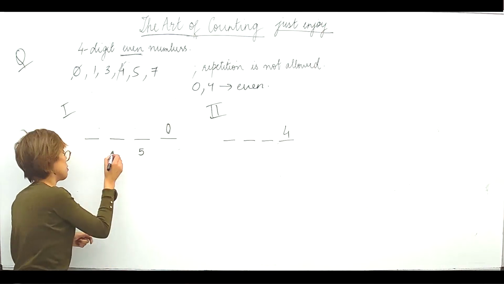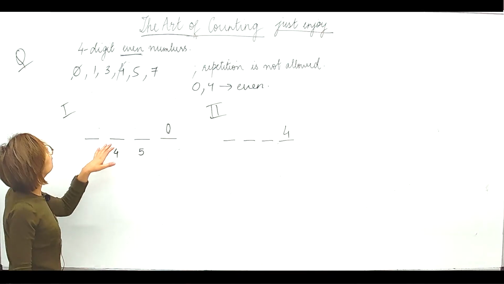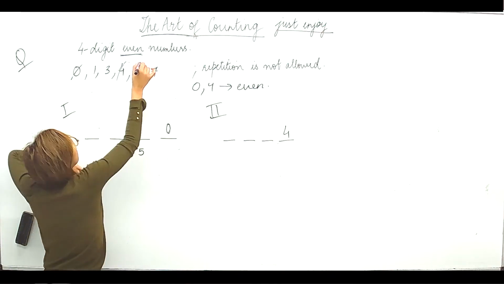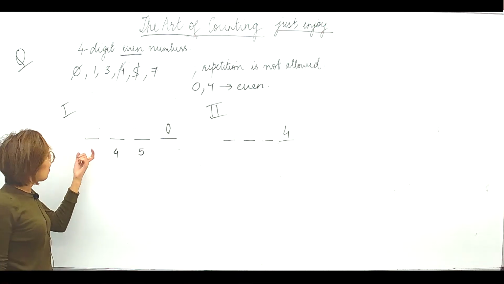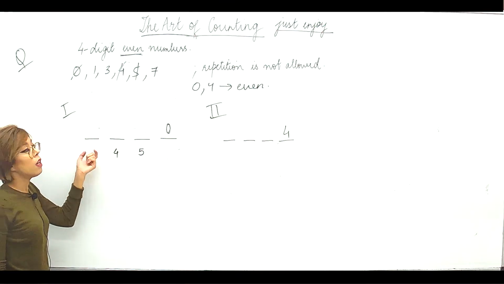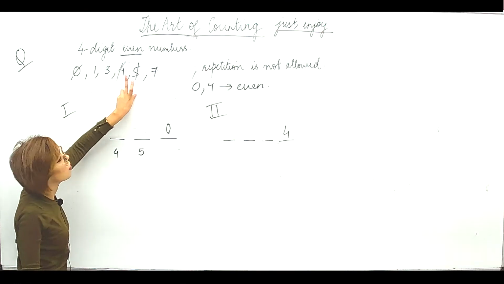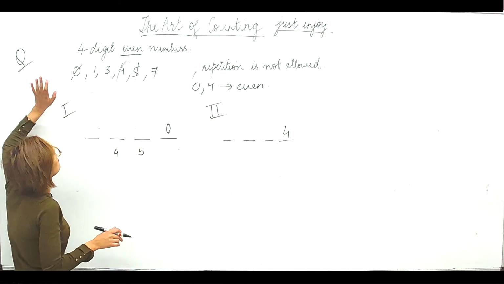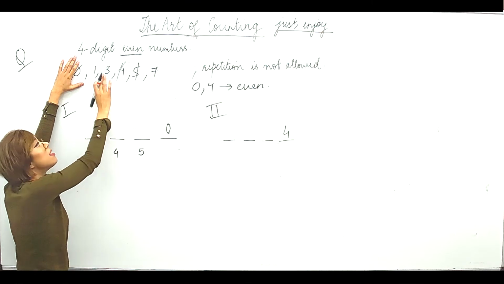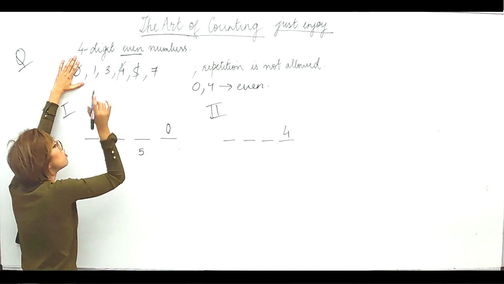Here there was 5, here 4. Right? And suppose I put 5 out of these 4 choices here. Now I need to fill up the thousands place. Now I can't put in 0. I can't put in 5. I cannot put in 4. How many choices do I have? I have this one, and this one. That means 3 choices.